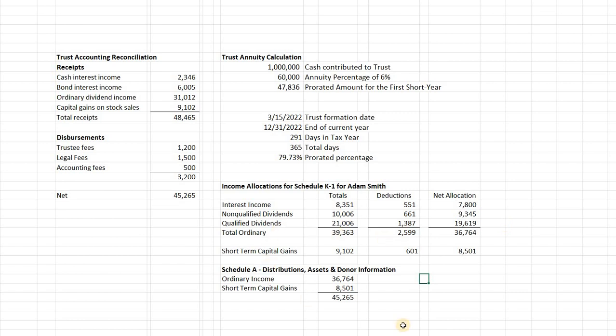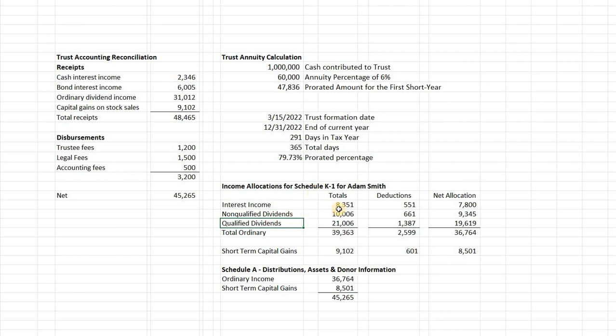What I've done with this schedule here is try to separate out the different types of income and then allocate the deductions to each basket. So the interest income and non-qualified dividend income are the amounts that fall within that Tier 1 ordinary income basket. Qualified dividends would also be in that first tier, but that would fall after interest and non-qualified dividends.